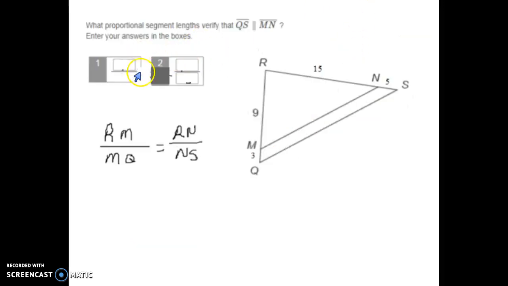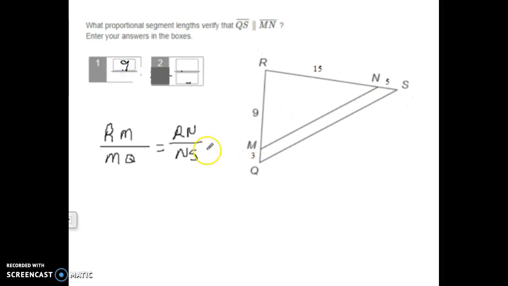The second one just wants you to set up the proportion. So it says, what proportional segment lengths verify that QS is parallel to MN? Enter your answer. So it's going to be the same ratio that we just talked about, RM over MQ is going to equal RN over NS. So those will be proportional if these two are parallel. And so they're just looking for you to fill in these boxes.